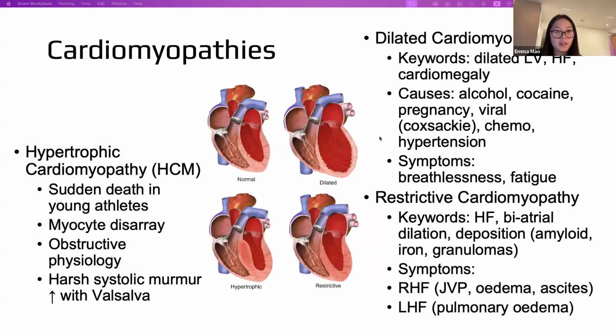And then we have restricted cardiomyopathy, so also heart failure symptoms. And this time, because it's kind of restricted, the atrium are larger, so there's biatrial dilation and then deposition. So you can see amyloid, iron, or granulomas inside the myocardium. So symptoms of right heart-sided heart failure and left-sided heart failure there.